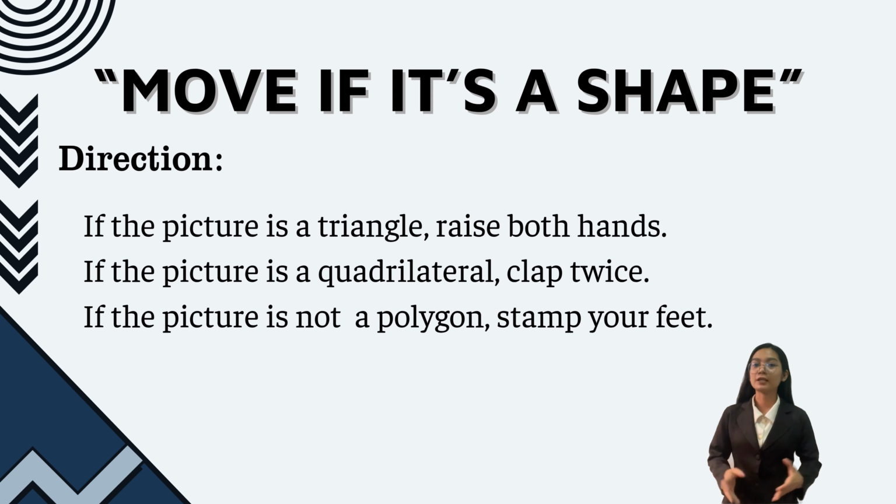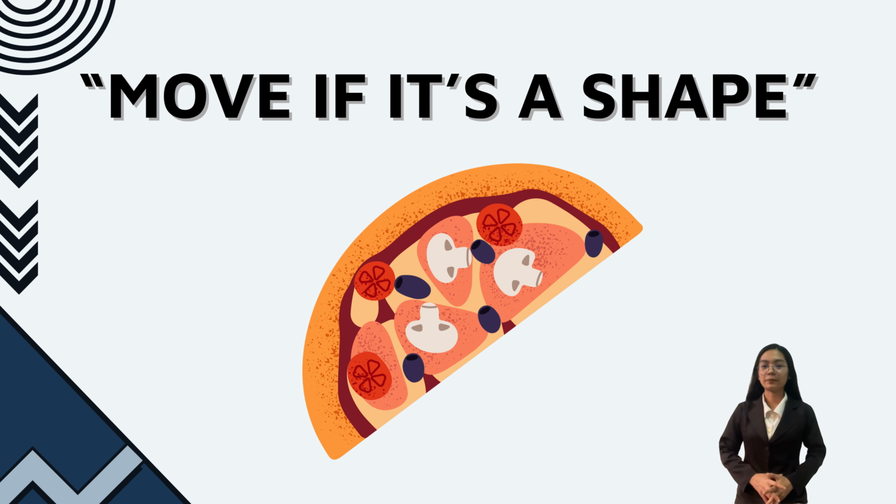If the shape is a triangle, raise both of your hands. If the shape is a quadrilateral, clap your hands twice. If the shape is not a polygon, stamp your feet. Are we all clear on what to do, class? Alright, here is the first shape, class. Do the action. 1, 2, 3, go!